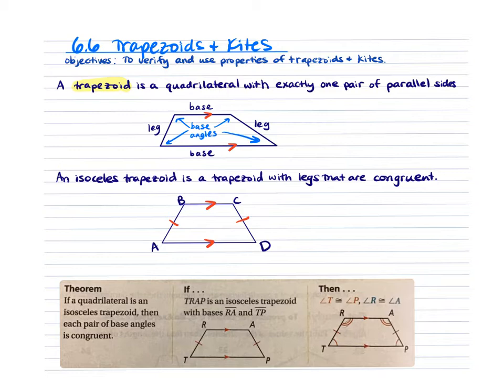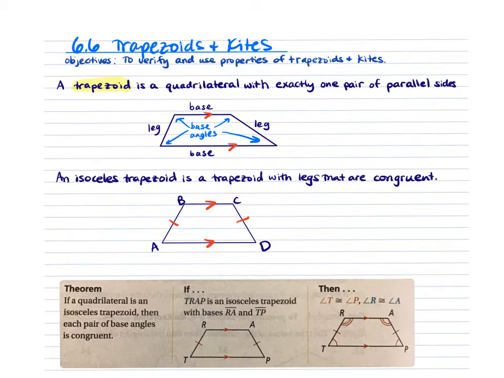An isosceles trapezoid is a trapezoid with legs that are congruent. So here, again, the two sides that are parallel are called the bases, and then the other two sides that are not parallel are called the legs. And so an isosceles trapezoid is going to be a trapezoid where the two legs are congruent.